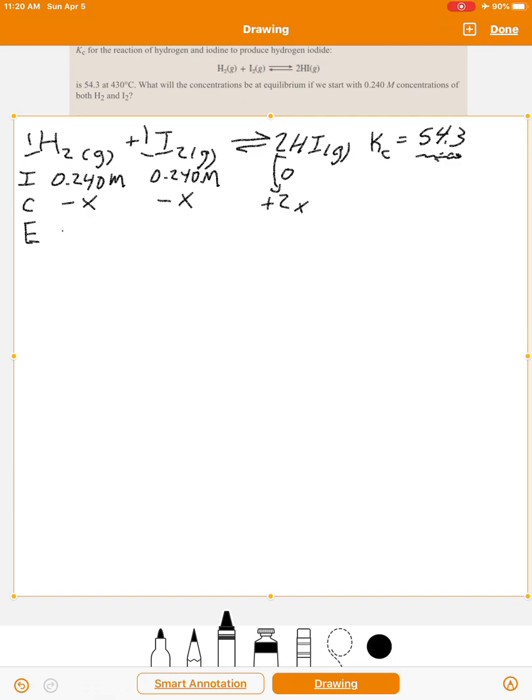So initial plus change. So 0.240 plus a negative x. So that's minus x. 0.240 plus a negative x. Now notice I took the concentration units of molarity out just so that it's a little bit simpler looking in the table. And then 0 plus 2x, well, that's just 2x. These are equilibrium concentrations. So we can plug them back into 54.3.